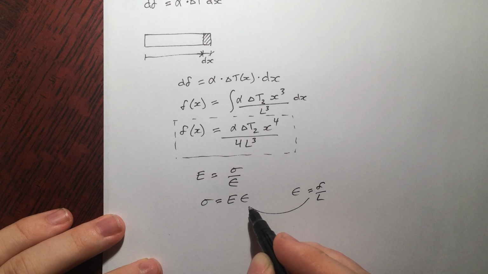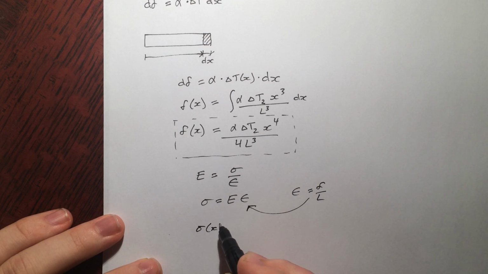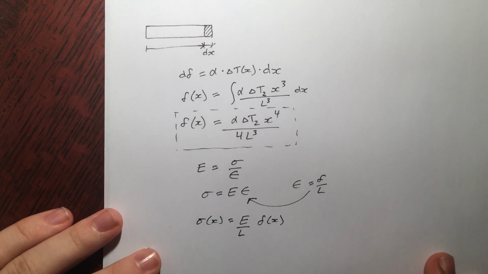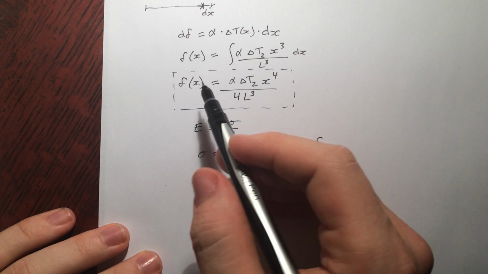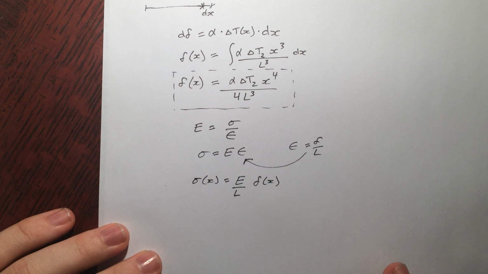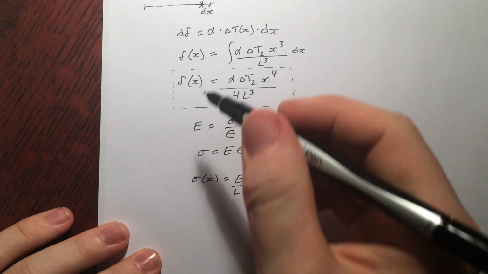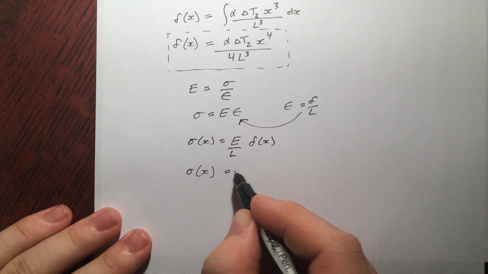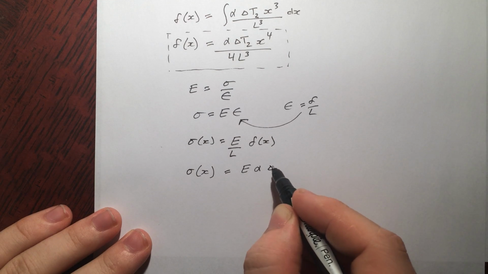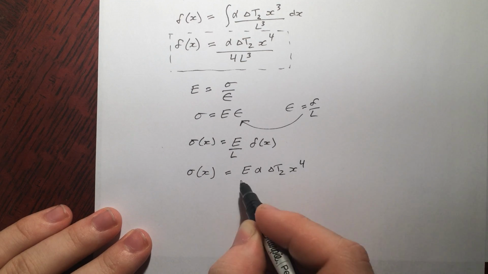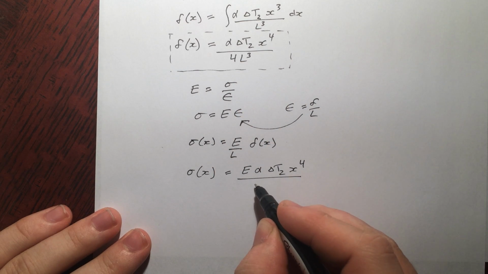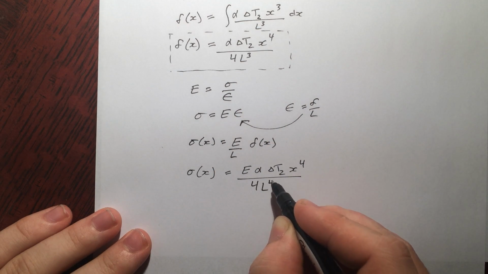Plugging this back into here, we can say sigma as a function of x is equal to E over L times delta as a function of x. This could be functions of x too, but in this case they're not. So, check it out. We've already found delta as a function of x. So all we've got to do is take this, plug it in here, and that's our answer. So the stress as a function of x is equal to E alpha delta t2 x to the 4th over, we have an existing L, times 4 L cubed. That's going to be 4 L to the 4.